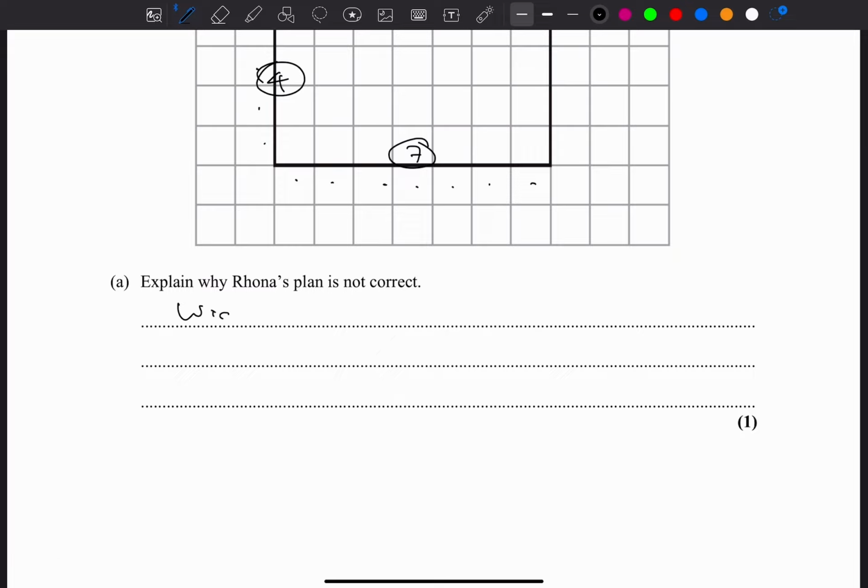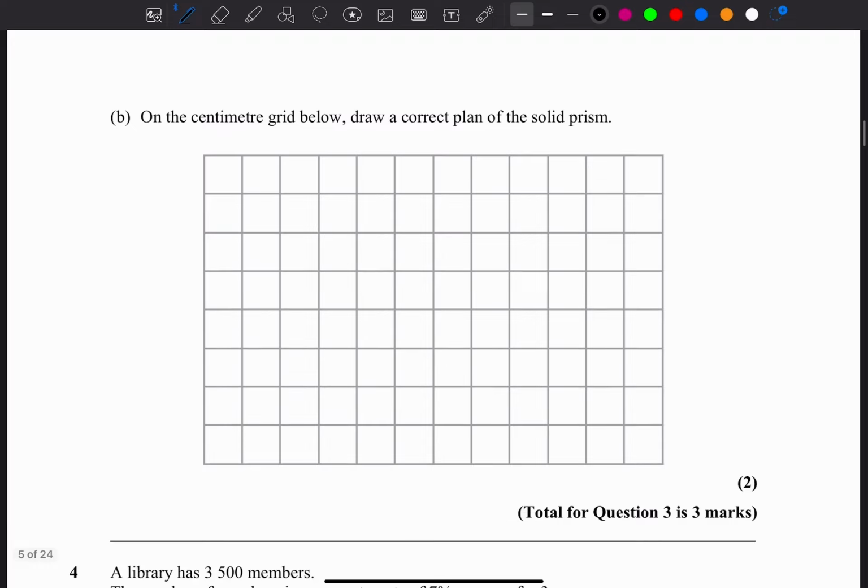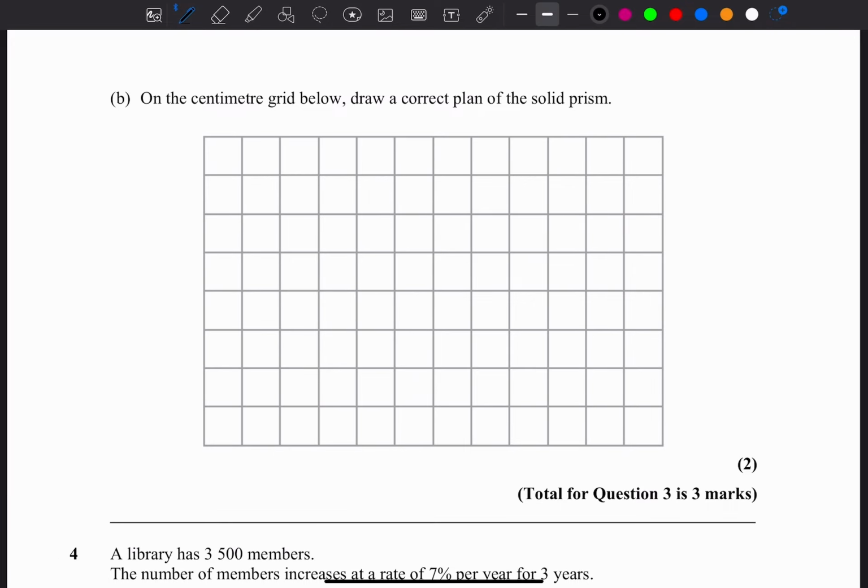The width should be 6 centimeter, not 4 centimeters. Okay, that's the wrong thing. So you would like to have 6 here, 2, 4, 6, and 7 centimeter on there. So that's 4, 6, 7.